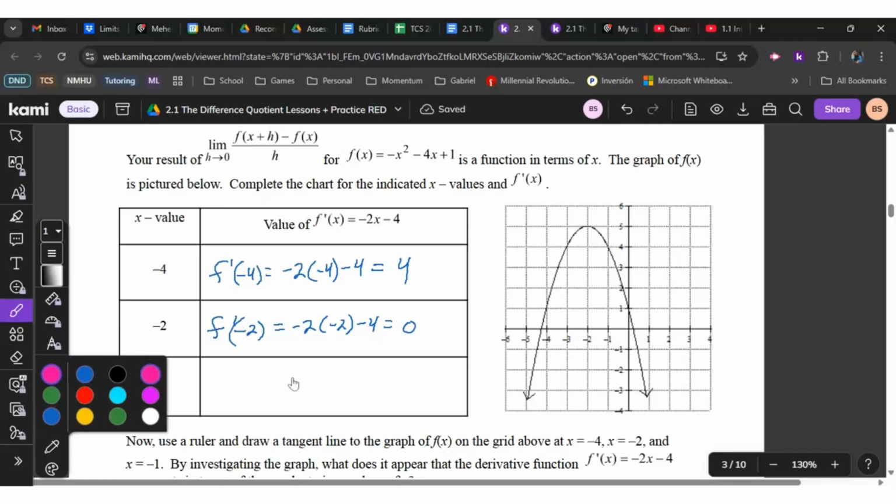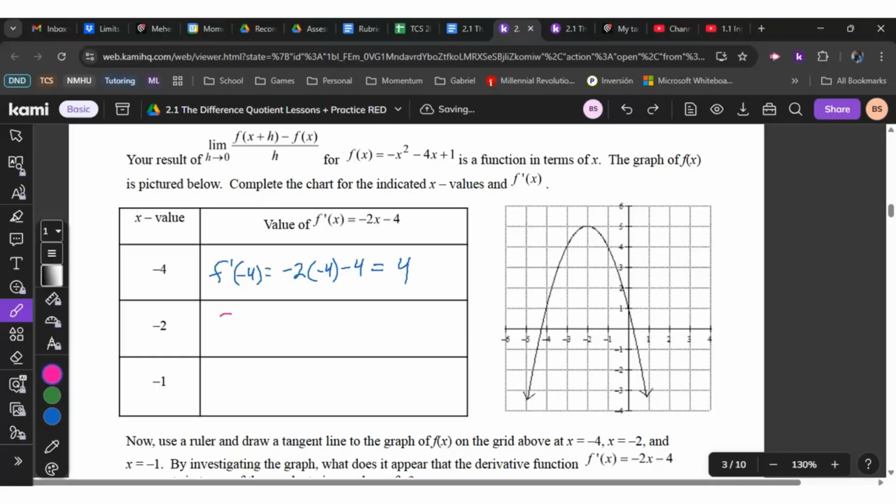I meant to write that one in pink. You guys don't have to rewrite it, but I'm going to quickly rewrite it because I like doing it in colors for you here. So f prime of -2 is equal to -2 times -2 minus 4 equals 0. And then our last one we'll do in green. F prime of -1 equals -2.